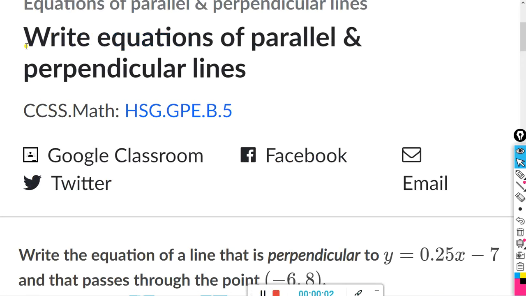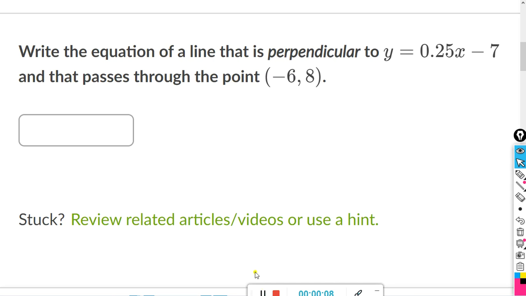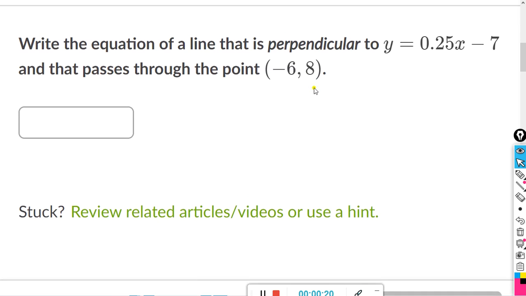This will be for the assignment, write equations of parallel and perpendicular lines. So they want us to write the equation of a line that is perpendicular to y equals 0.25x minus 7 and passes through the point -6, 8.